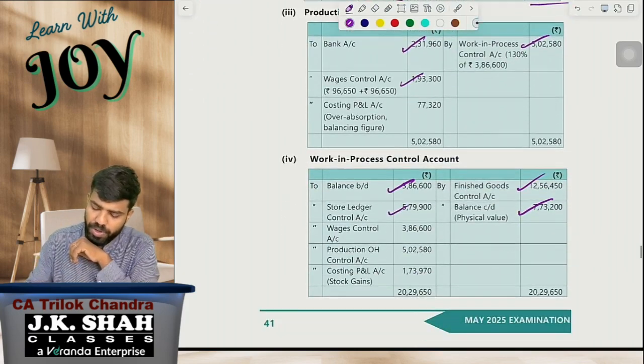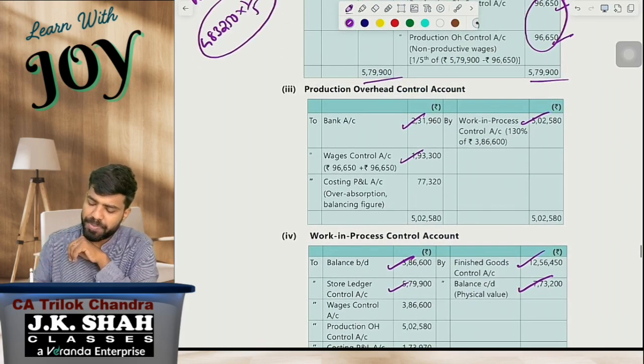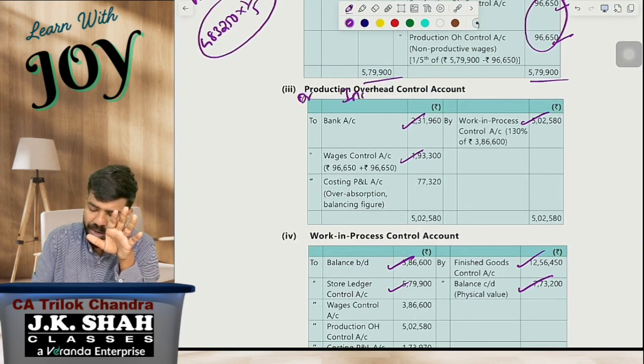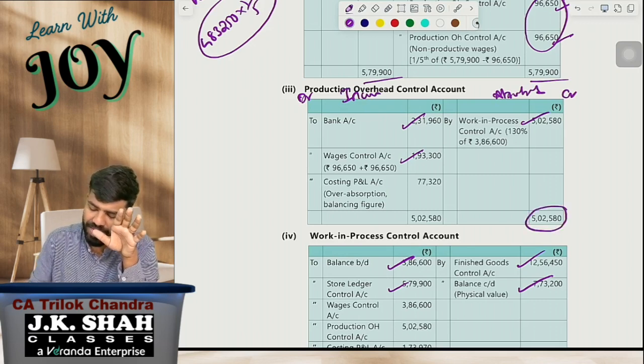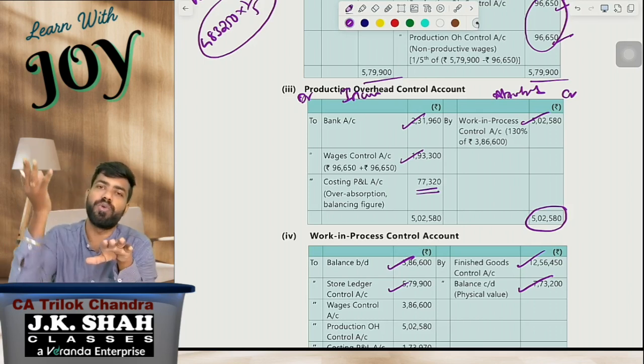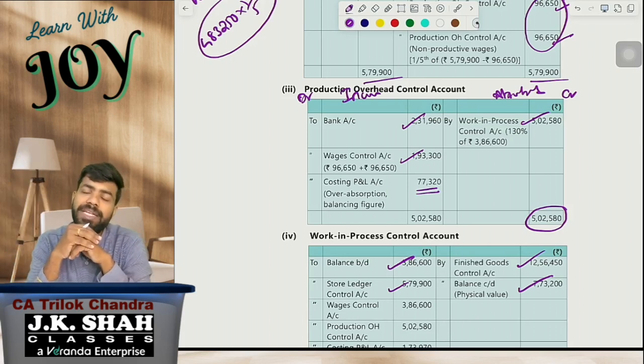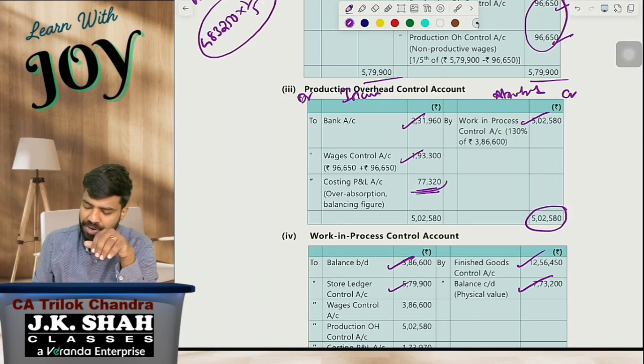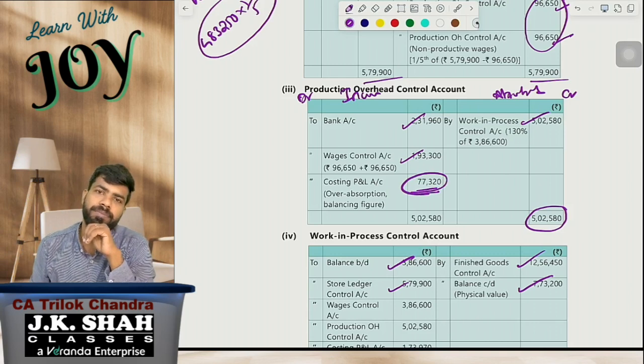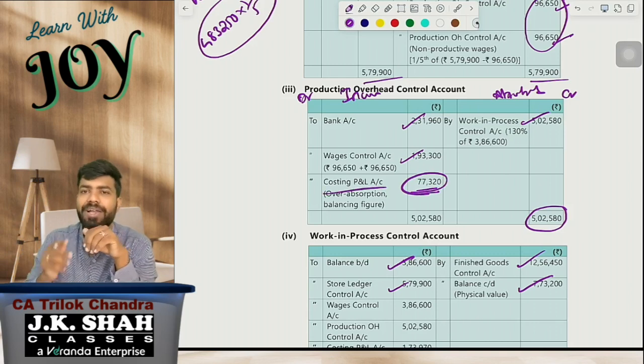Next, the wages control account will get automatically tallied. When it comes to the production overhead control account, there is an over absorption. I already told you: debit is always incurred, credit is absorbed. Absorption is 5,02,580, whereas debit is less than that. So 77,320 is the over absorption. Incurrence is less, absorption is more. So it is over absorption, by 77,320. That over absorption will be transferred to the P&L account.